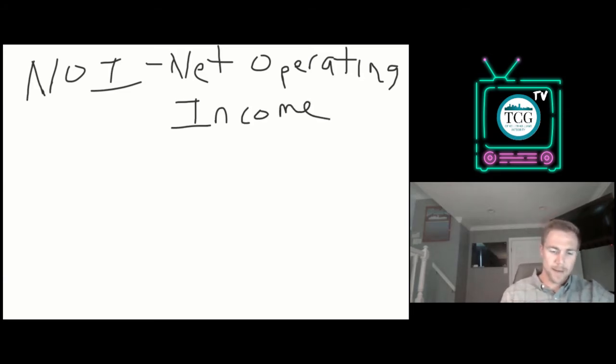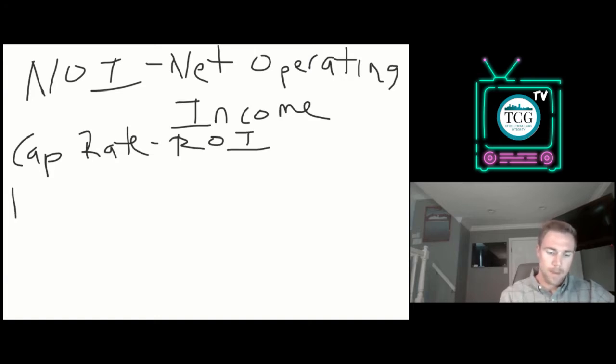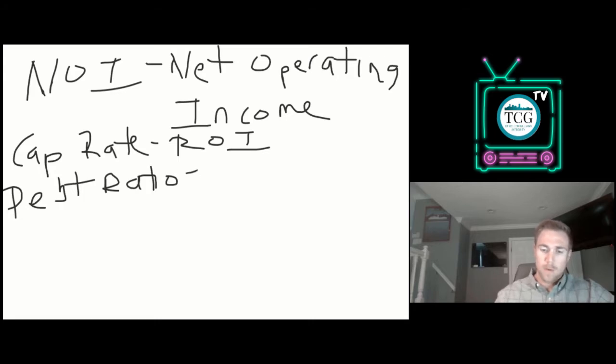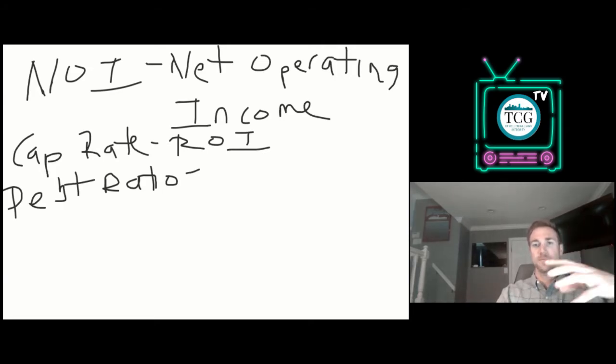Next is debt ratio, cap rate. Okay, and that's basically your ROI, your return on investment, or your NOI over your purchase price. So ROI, and then debt ratio, which is basically your NOI over your debt service. So what are you annually getting in rent per year over what are you annually paying in debt service per year? NOI over debt.